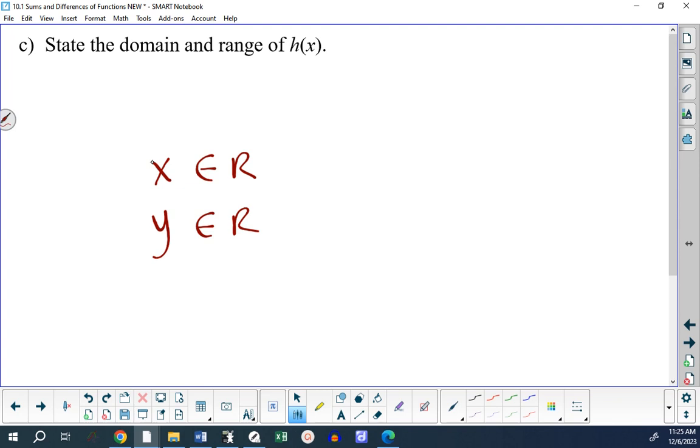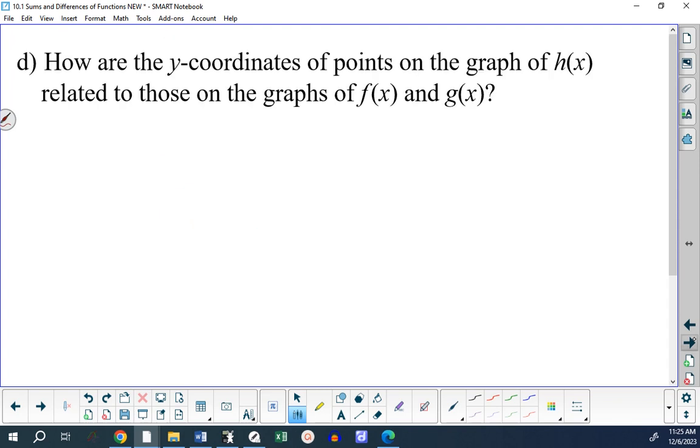What's important is the domain. And you might wonder at this point, what's the big deal? Let's focus on the domain. How are the y-coordinates of the points on the graph of h of x related to the y-coordinates on f of x and g of x?